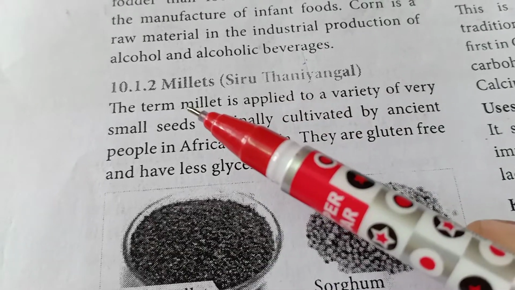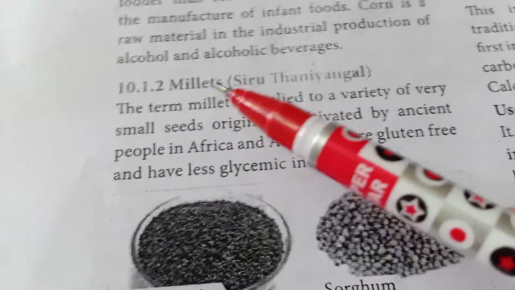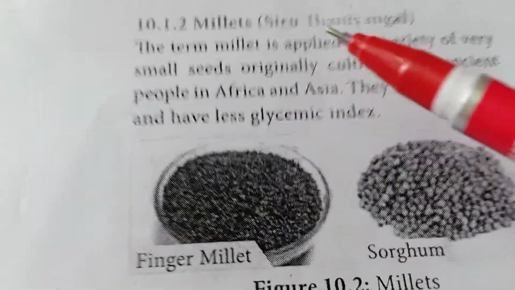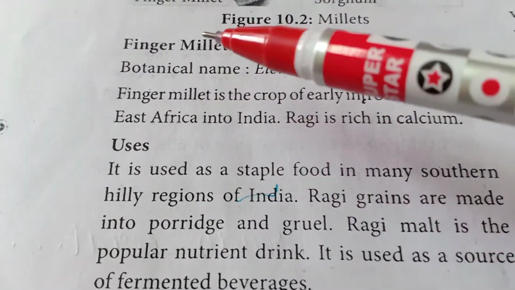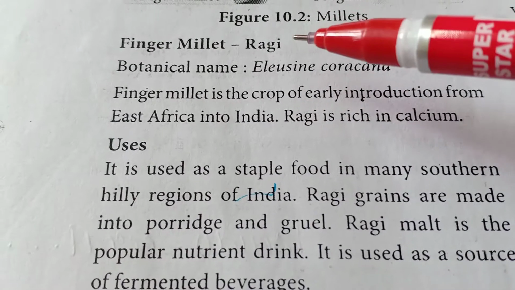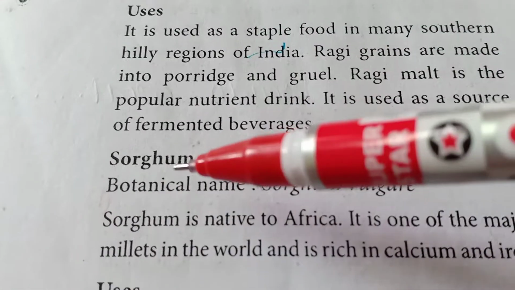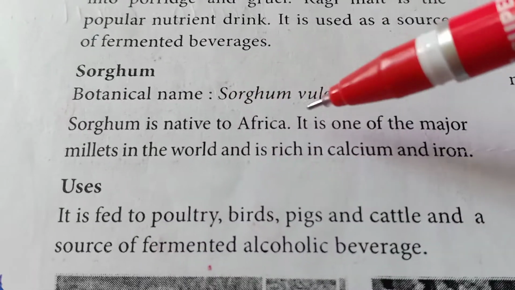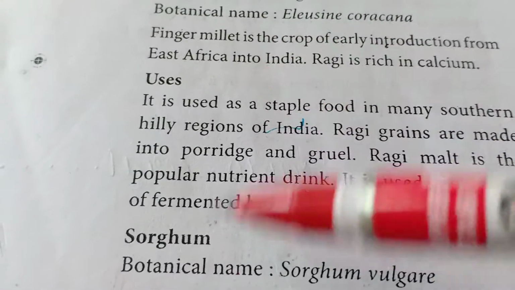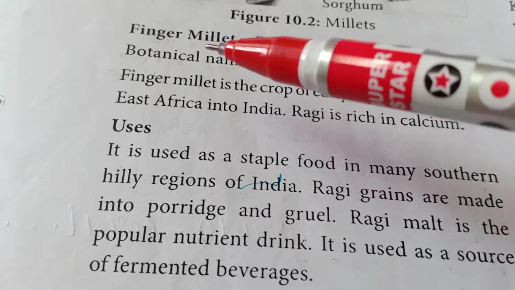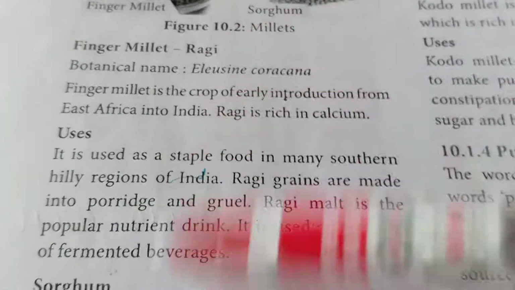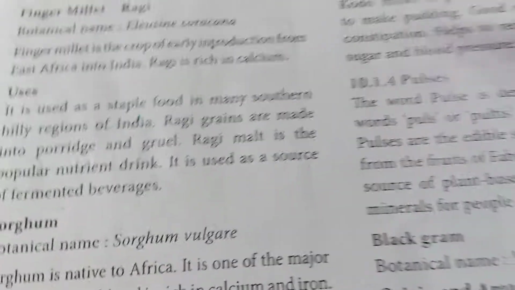Sirudhaniyangal is millet. This millet is basically classified into 2 types. One is major millets, another one is minor. In major you got finger millet, that is Ragi, and Sorghum vulgare, that is Kambu. So Ragi and Kambu, finger millet and Sorghum, these both make the major millet.